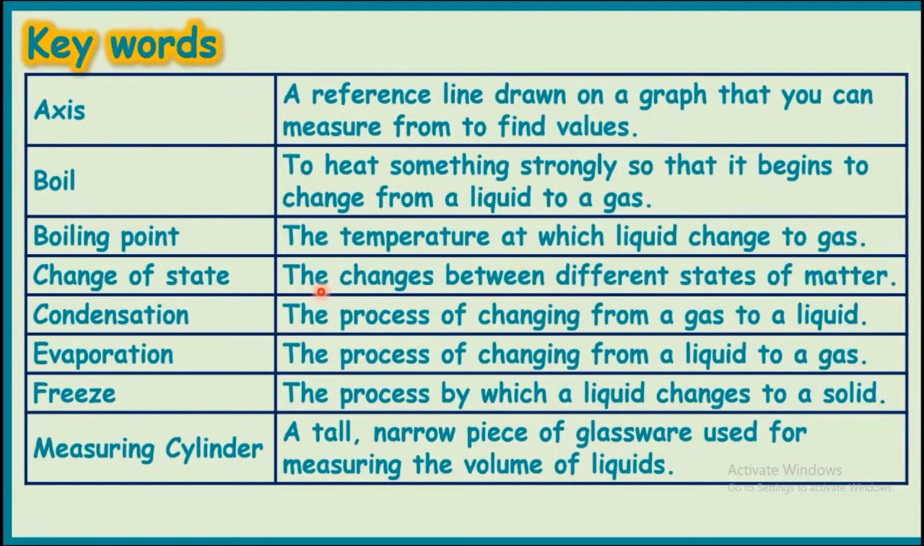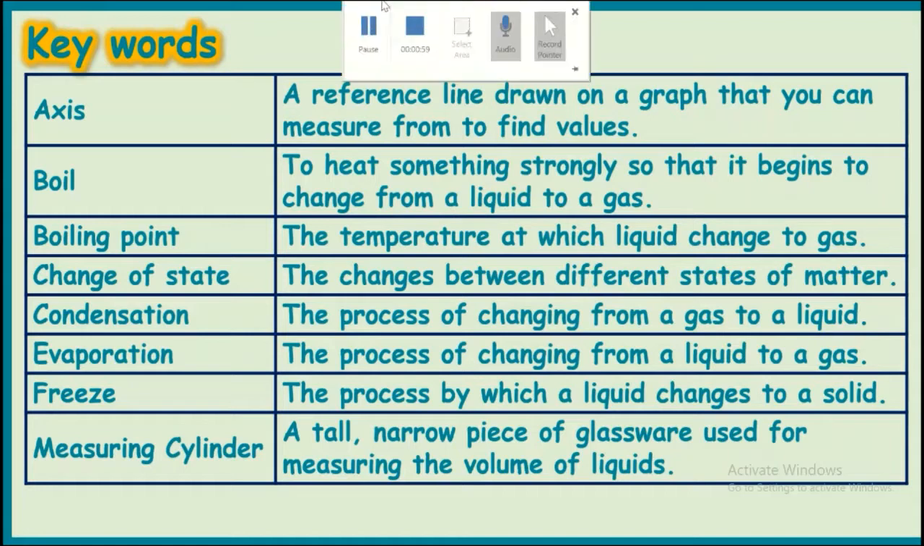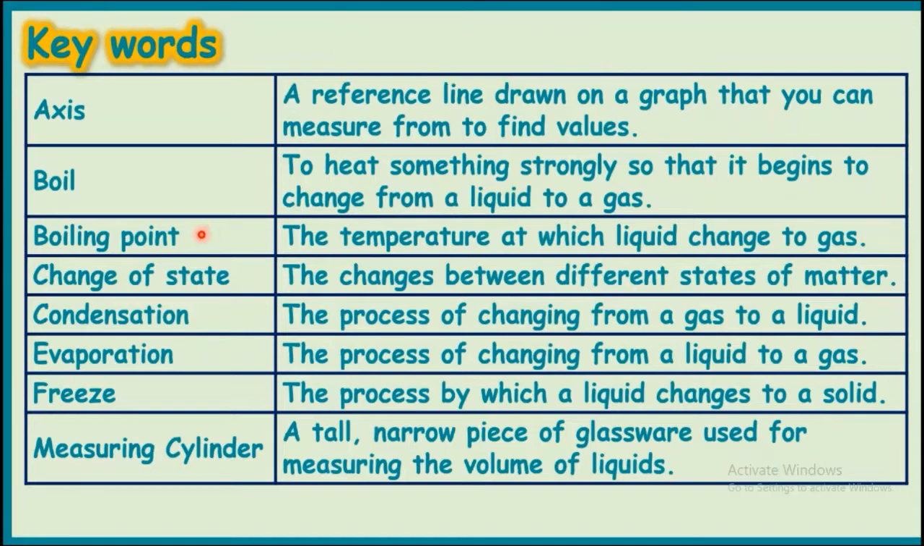The keywords are axis. Axis means the reference line drawn on a graph that you can measure from to find values. Boil means to heat something strongly so that it begins to change from a liquid to a gas. Boiling point, the temperature at which liquid changes to gas.